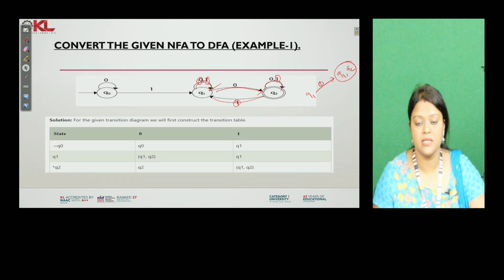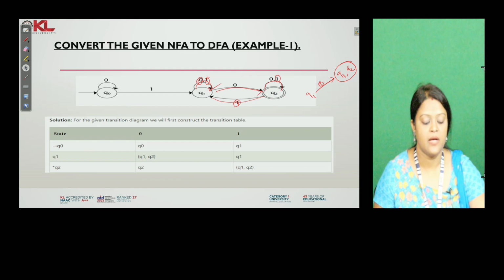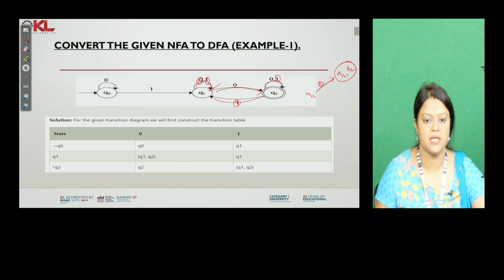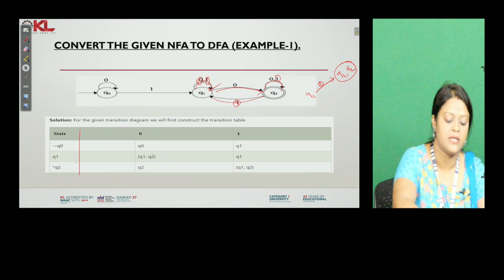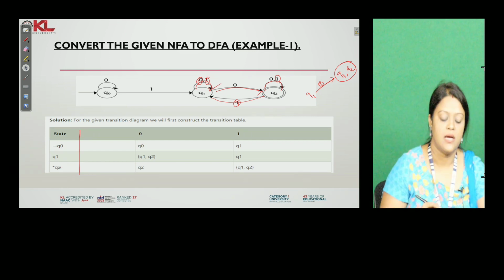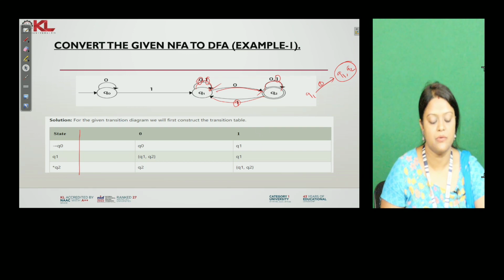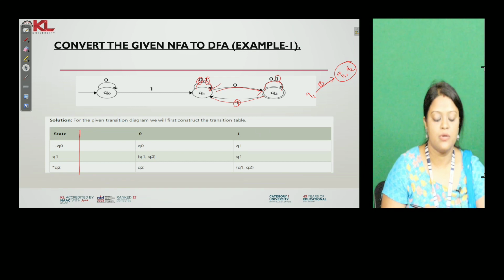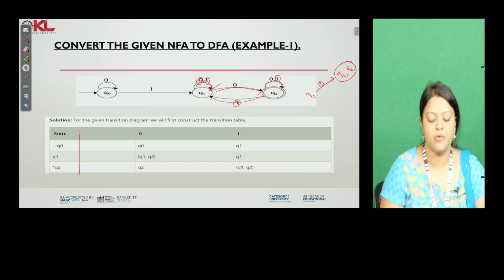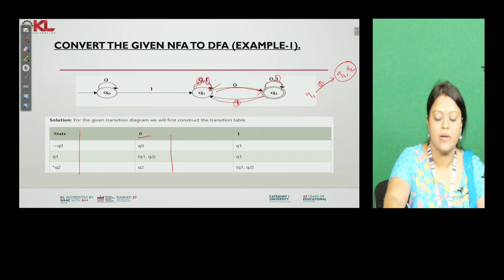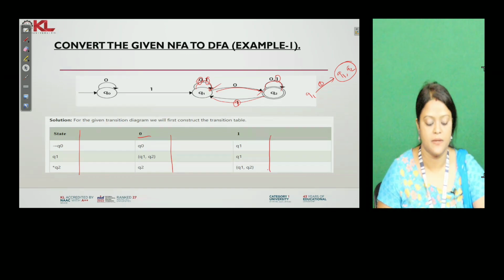Now to convert this diagram, what we need to do is this. First we mention in the state column on the left-hand side all the states with their final state symbol and initial state symbol. Suppose here we have 3 states, Q0, Q1 and Q2. Q0 is the initial state and Q2 is the final state. So from Q0, where it goes by 0 we will mention here, and where it goes by 1 we will mention here.